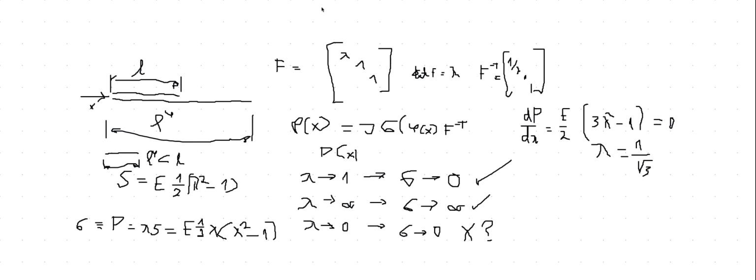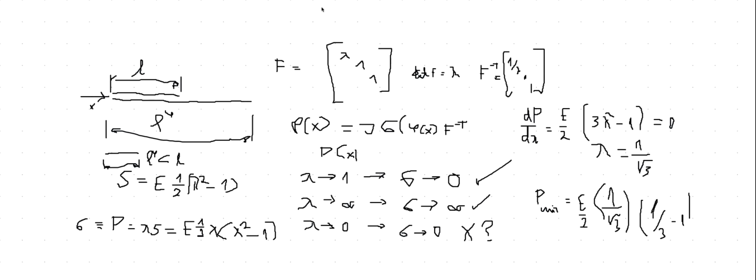And then you can obtain what is, let's say, the P minimum as a function of this. You go back into this and you obtain this value to be equal to E times 1/2. And here you have 1 over square root of 3 multiplied by 1/3, the minus 1. And you have really like a minimum stress.